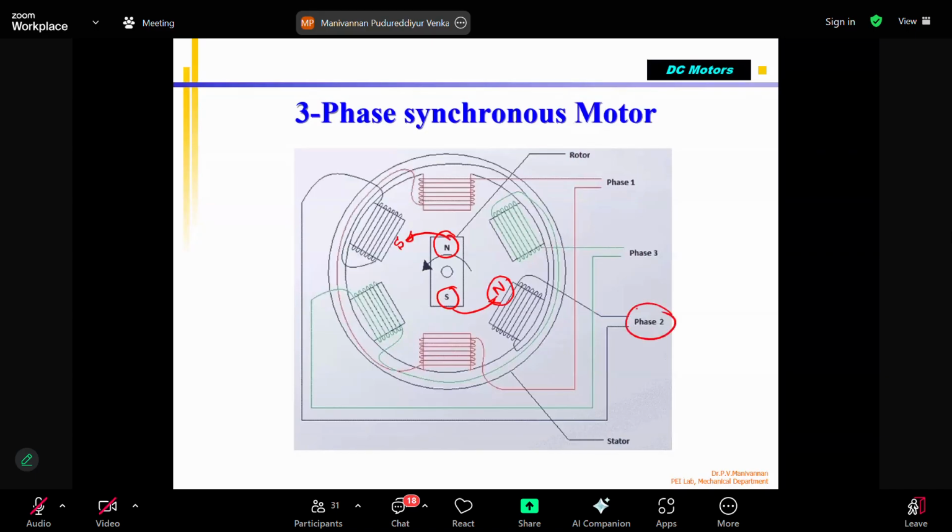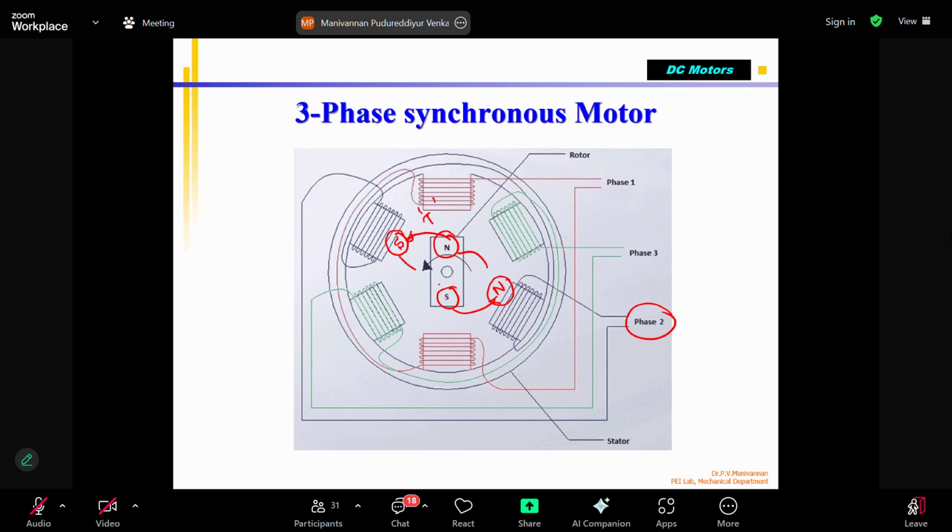Here it is, phase 2. It is the same, you can understand. Similarly, this south pole of the blue phase stator attracts the north pole of the rotor, which is a permanent magnet. That means the rotor will rotate. Torque is produced. This big attraction force, we call it a torque.